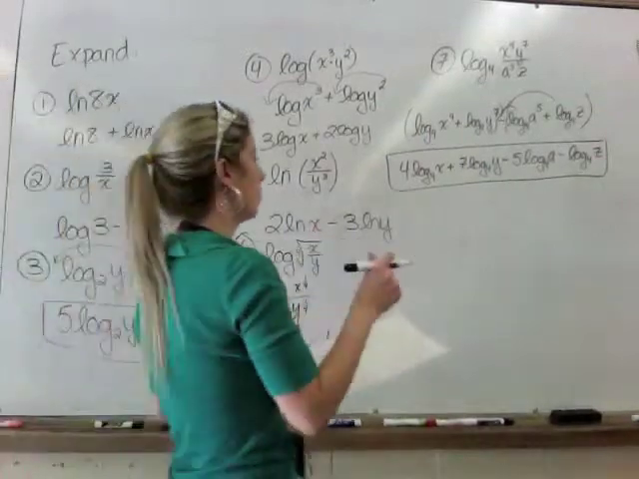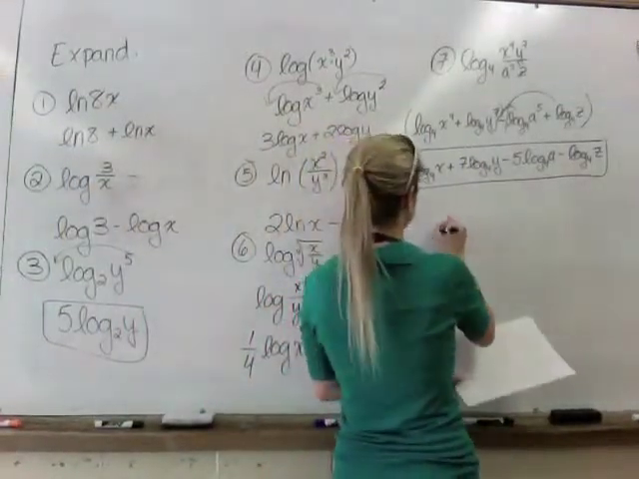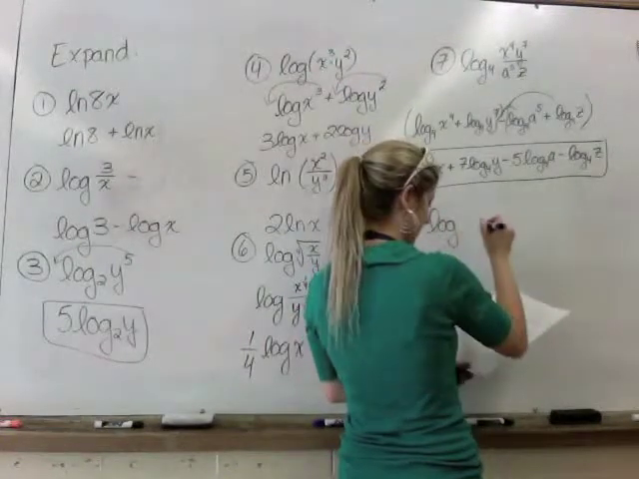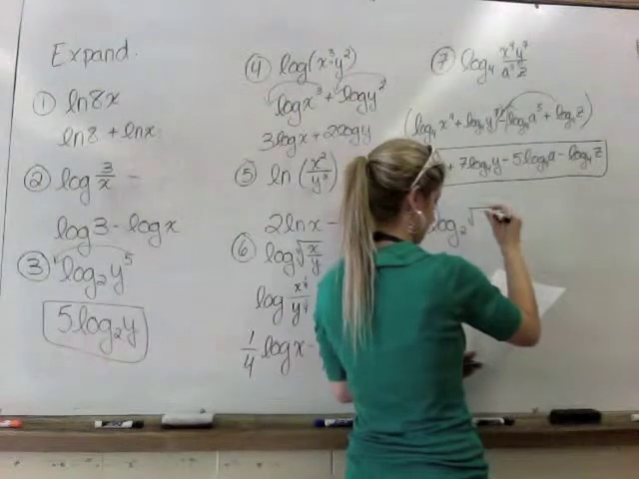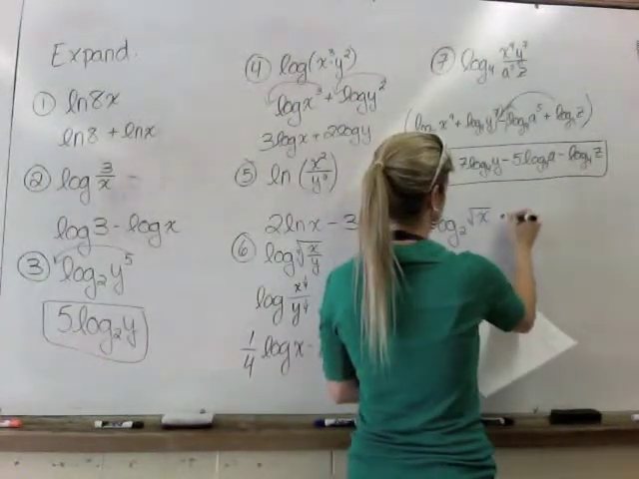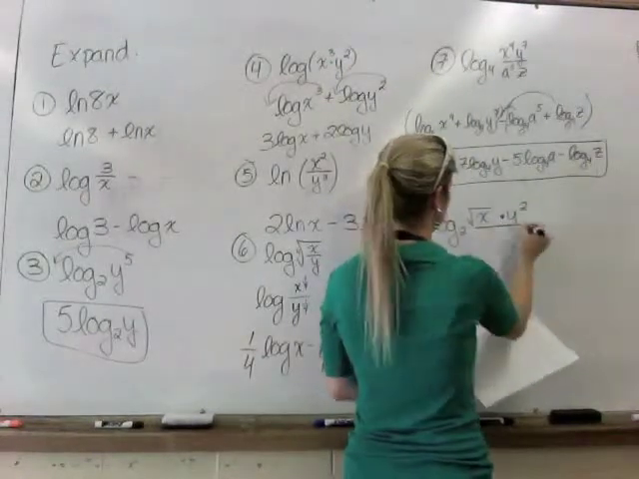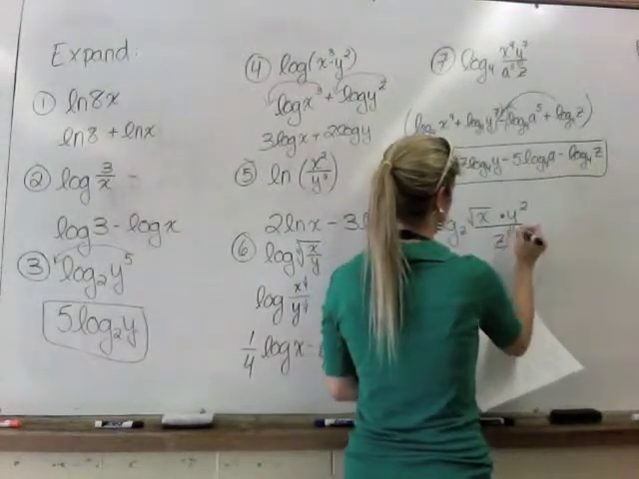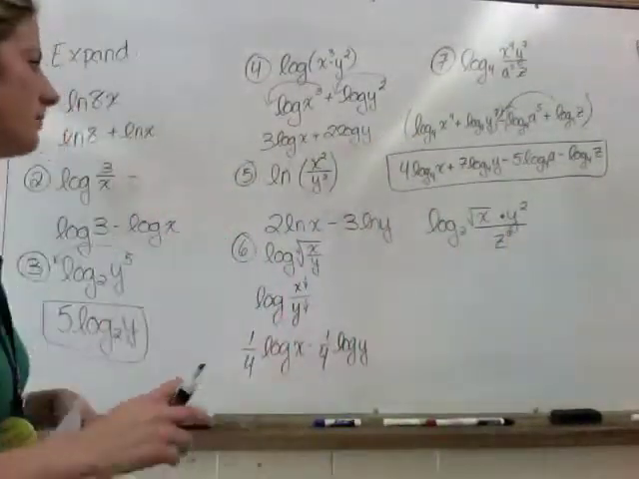Okay, let's try one more. We're kind of running out of time here. I've got less than 1 minute. So let's try this. Log base 2 of the square root of x times y squared over z to the 3rd. Okay, so let's give that one a shot.